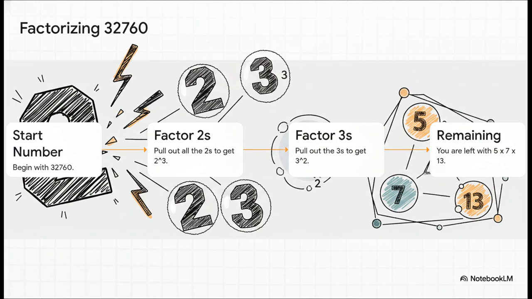First, we pull out all the 2's, and that leaves us with 2 to the power of 3. Then we pull out the 3's, giving us 3 squared. And what we are left with at the very end is 5 times 7 times 13. We've effectively deconstructed this massive number into a very specific string of prime atoms.